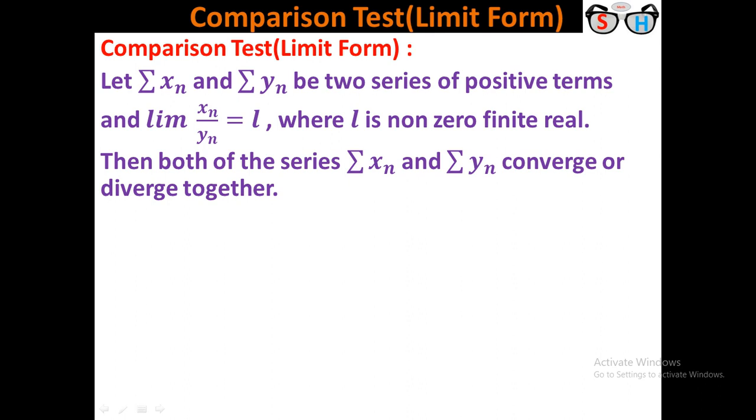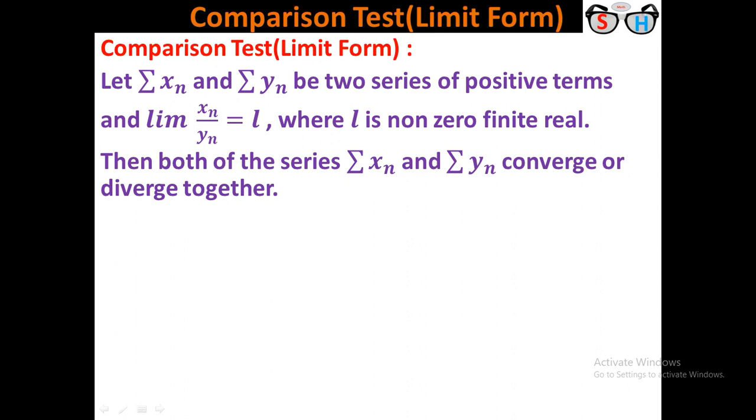But in the comparison test in general form, we saw that they do not converge or diverge together. When xn is less than or equal to lambda yn, then if the series yn is convergent, then summation xn must be convergent, and when summation xn is divergent, then summation yn must be divergent. But the remaining portion does not hold, that is, if xn is less than lambda yn, then if summation xn is convergent, we cannot conclude about the series yn, and similarly when summation yn is divergent, we cannot conclude about the series summation xn. These are discussed in the comparison test in general form.